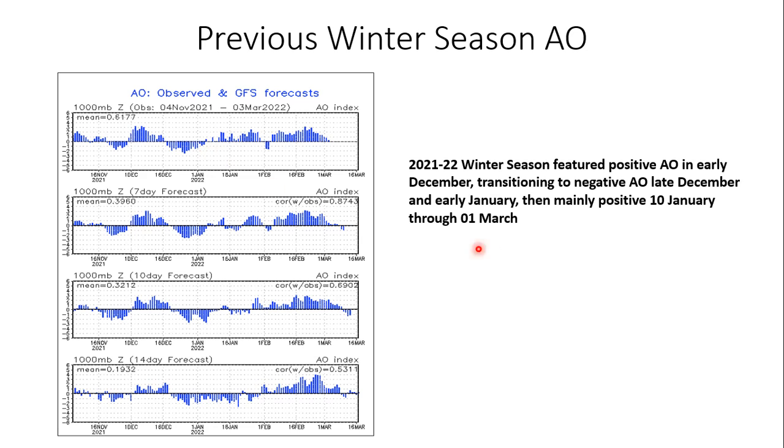During the wintertime, the 2021-22 winter season can be summed up by a positive AO in early December, transition to a negative AO in late December and early January. Then after that, from mid-January on, the Arctic Oscillation was pretty much positive the rest of the winter.